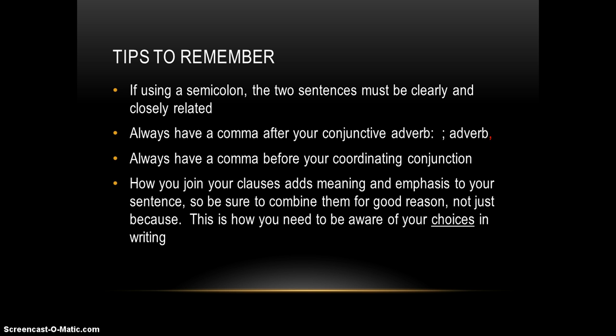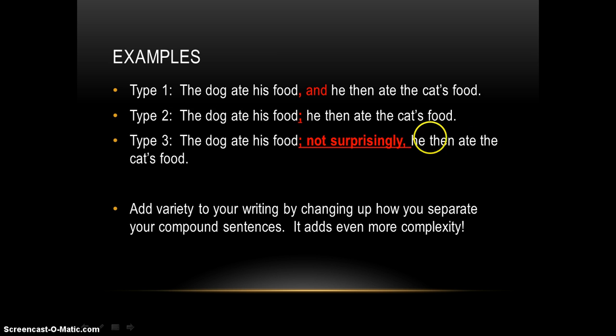Okay, I've already mentioned this first point about having two closely related, it's really not sentences, they're clauses. Make sure the clauses are really clearly related. If you're going to separate them by a semicolon with a conjunctive adverb, you always have the comma afterwards. So it's highlighted in red right here if you can see that. But if you go back here, after "not surprisingly," there is a comma. You always have to have a comma there.